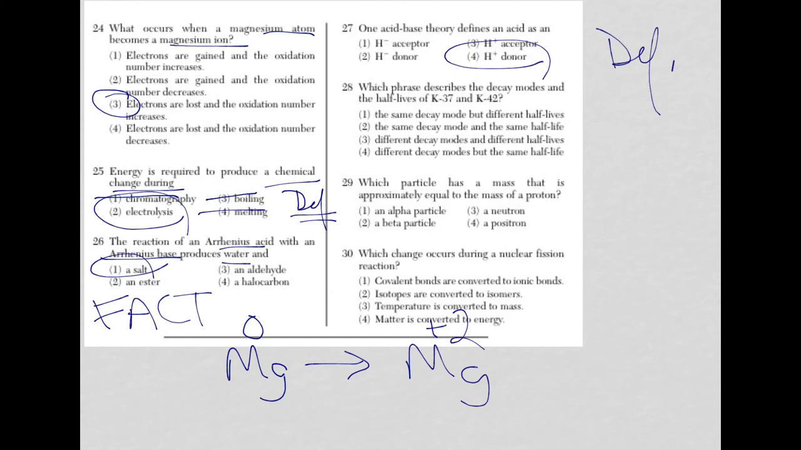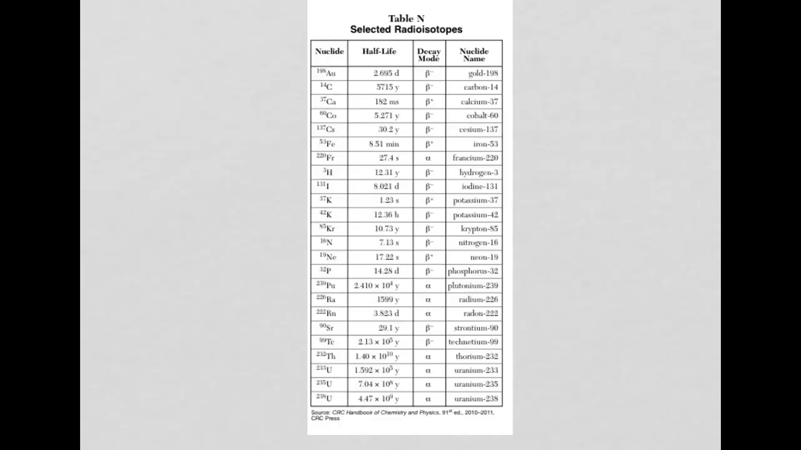28. Which phrase describes the decay modes and the half-lives for potassium-37 and potassium-42? Don't have to memorize these. This is a skill. You need to recognize you've got to go to the reference tables. And we're looking up K-37 and K-42. And what do we have going on? Well, K-37 has a much shorter half-life, seconds versus hours. K-37's decay mode is beta positive, and K-42 is beta minus.